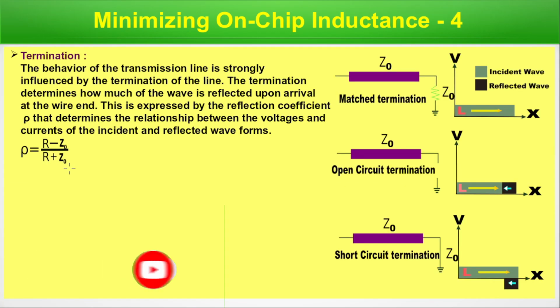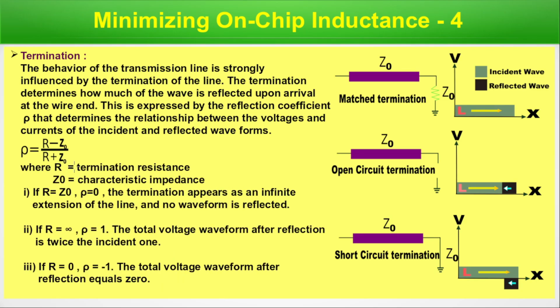Now termination. We said that we would discuss transmission line termination. At these high frequencies, obviously the wires behave as transmission lines, and the behavior of a transmission line is strongly influenced by the termination of the line. The termination determines how much of the wave is reflected upon arrival at the wire end. This is expressed by the reflection coefficient rho that determines the relationship between the voltages and currents of the incident and reflected waveforms.